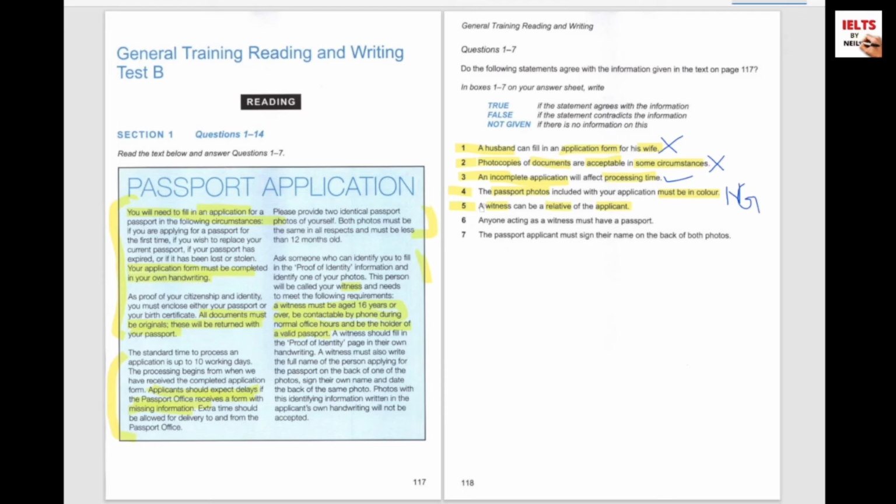And the question is saying a witness can be a relative of the applicant. But here, under the conditions of witness, they have not talked about whether it can be a relative or cannot be a relative of the applicant. So according to this text, there's nothing mentioned about the witness being a relative or not being a relative. So that'll be a not given.